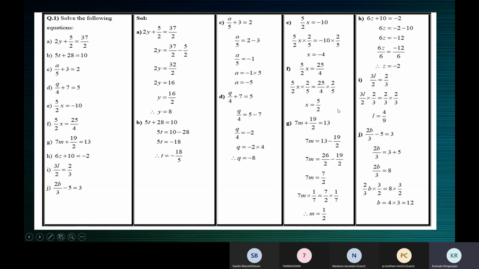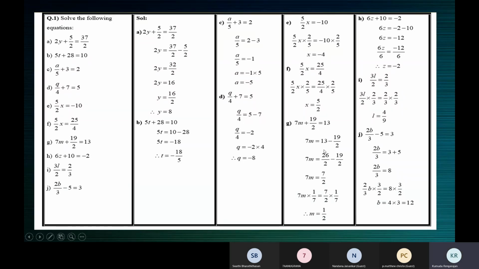In G, it is 7m plus 19 by 2 is equal to 13. So plus 19 by 2 on the other side becomes minus 19 by 2. So 7m is equal to 13 minus 19 by 2. Now we have to take up the LCM, or what you see here is I've written 13 as a fraction with denominator 2.